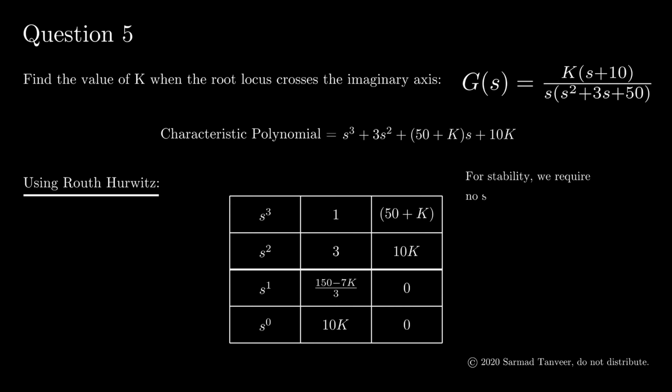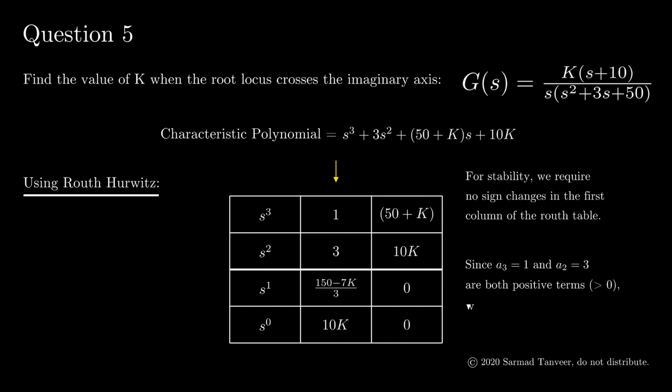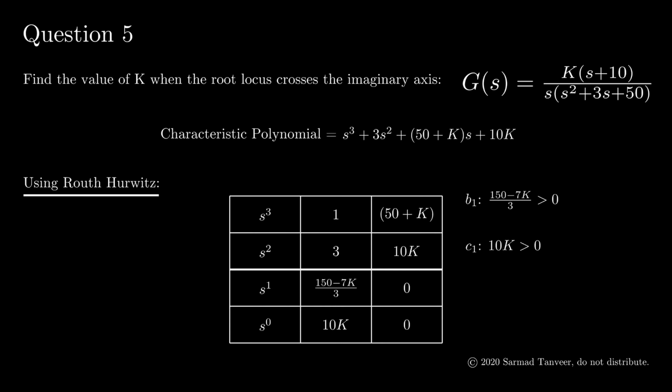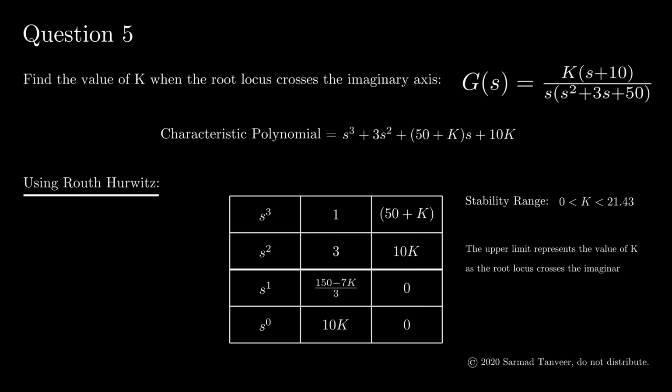For stability, we require no sign changes in the first non-trivial column of the Routh table, indicated by the arrow. This means either all the terms in this column must be negative, or they must all be positive. As 1 and 3 are already positive, for stability we require that b1 and c1 are both positive as well. b1 is positive for k less than 21.43, and c1 is positive for k greater than 0. The upper limit of k here, 21.43, represents the value of k as a root locus crosses the imaginary axis.